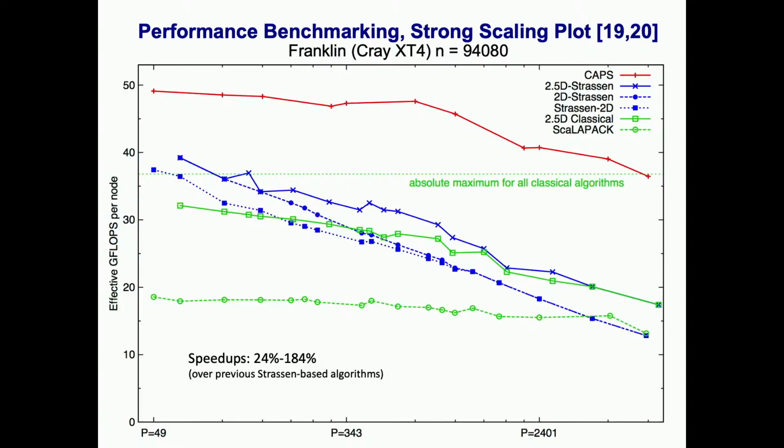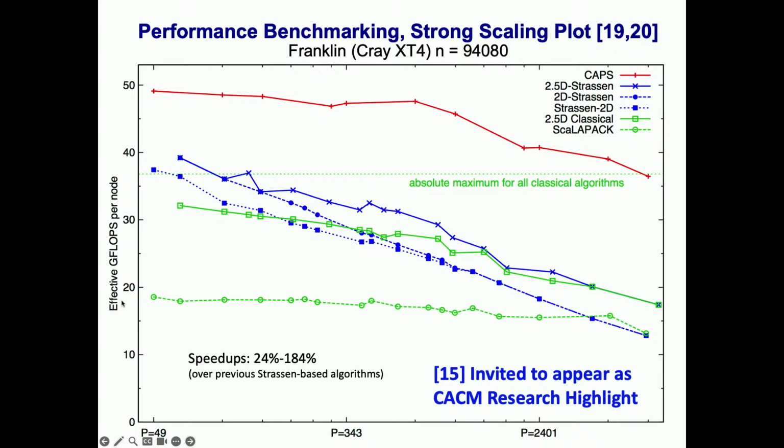Okay, if you have questions about what these other ones are doing, let's wait so I can keep going. So I think that's all I wanted to say about this, and this was an invited CACM research highlight. So where does time appear on this? The vertical axis is the reciprocal of time, basically. So up is good.